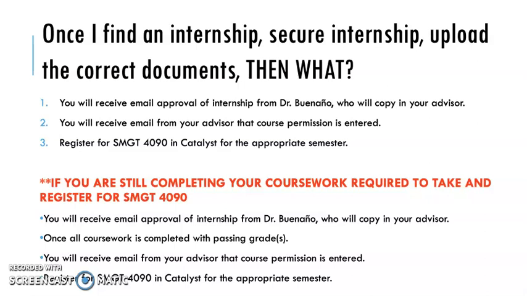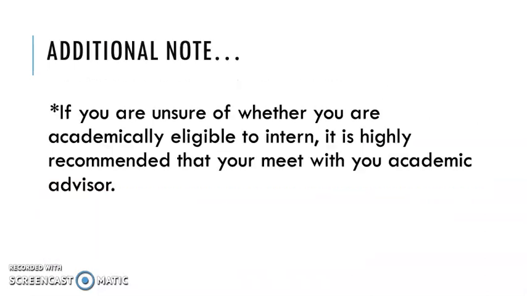If you are still completing your, let's say, 3090 prior to applying to 4090, so if you're completing your 3090 this semester and applying for the next semester, then you'll get an approval, but we will have to wait until you pass 3090 to actually let you register for 4090. Okay? We might let you register early, but if you do not pass 3090, know that you will be dropped from the course. One additional note is if you're unsure whether you are academically eligible, please meet with your academic advisor.